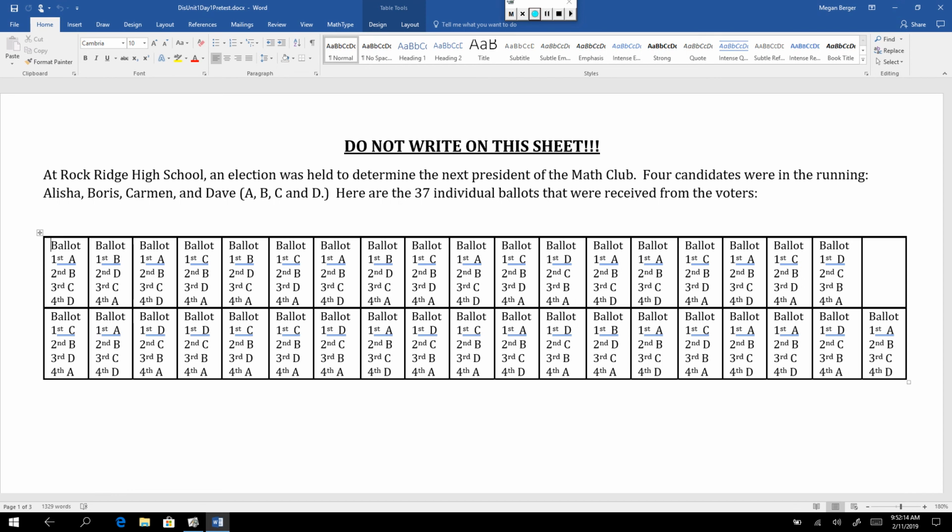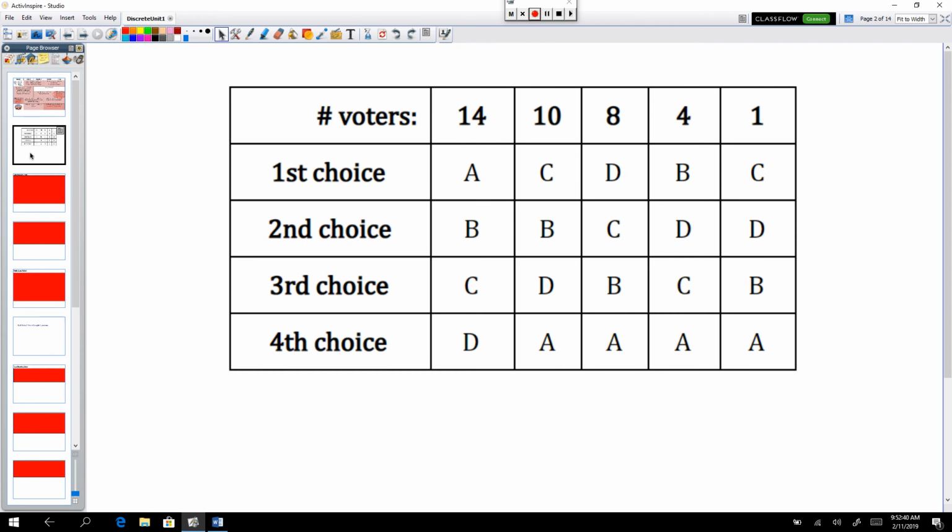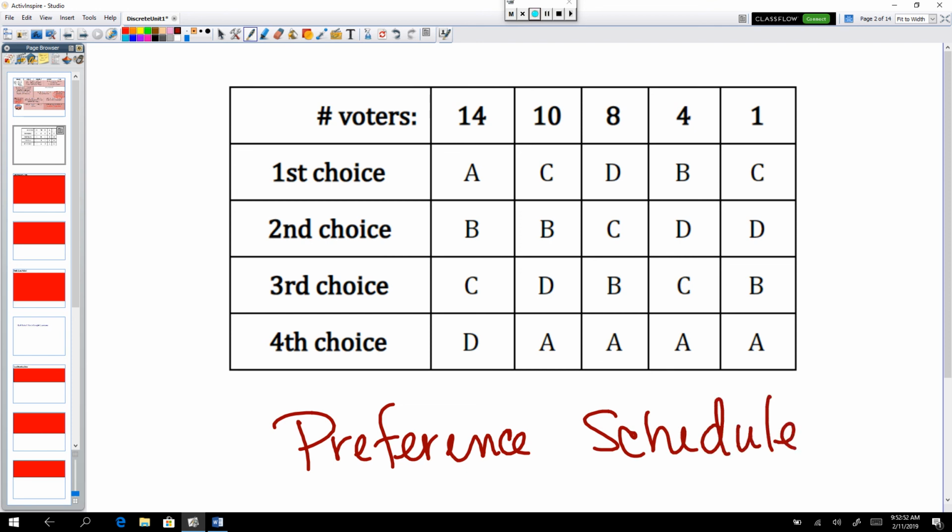What you do with this is sort all of the ballots into piles and count how many people voted the same way. All of the ballots of this type, A, B, C, D, are put in a pile and counted, and then all of the ballots of this type, B, D, C, A, and so forth. This is called a preference schedule. When you put the preference votes into a table like this and count up how many people voted the same way, you have created a preference schedule. So this is 14 people that voted Alicia first, Boris second, Carmen third, and Dave fourth.